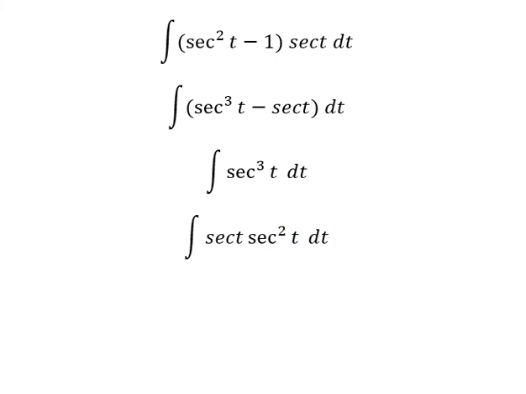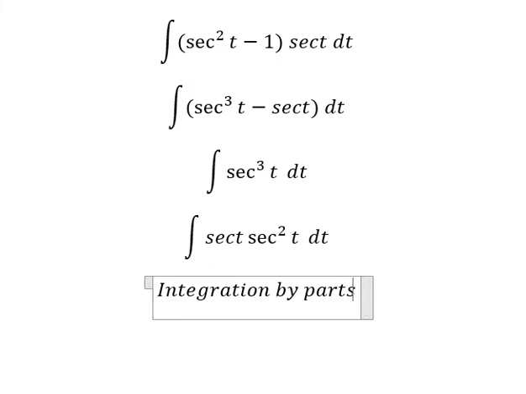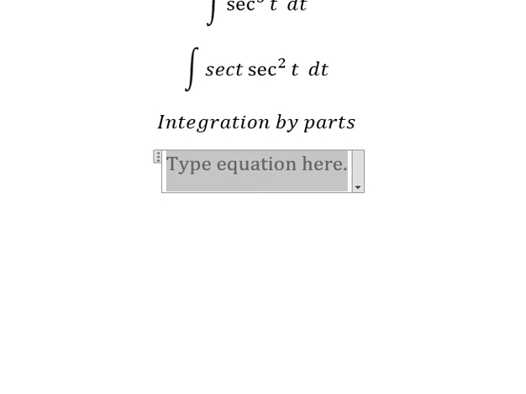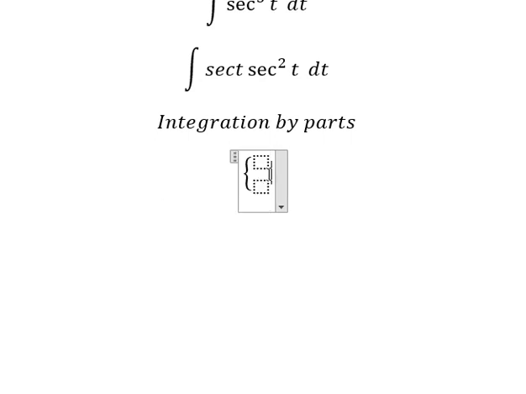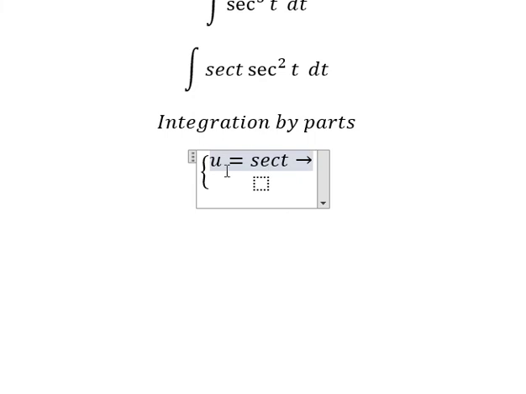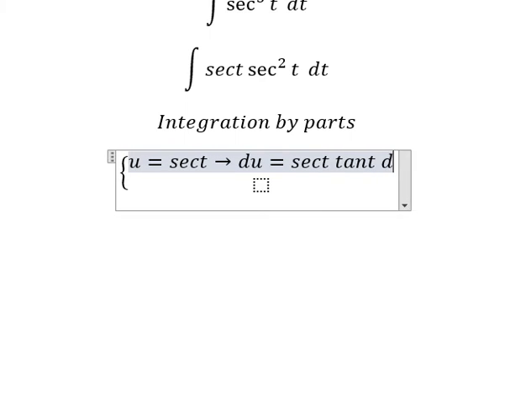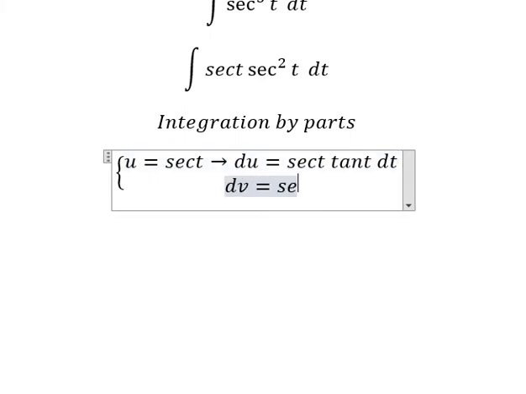Later we can use integration by parts. So I will put u equals secant of t. Later we take the first derivative of both sides, and we have secant of t tan t dt. dv we have secant of t squared dt. The integration of this one, we have v equals tan t.